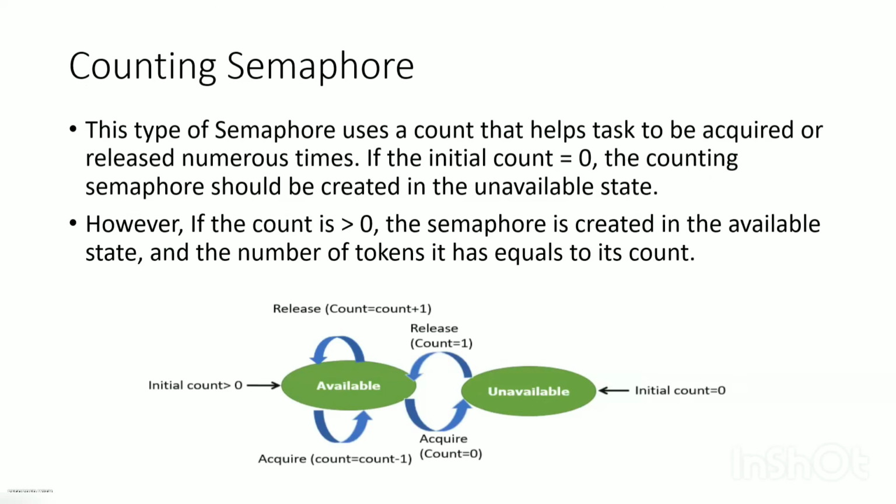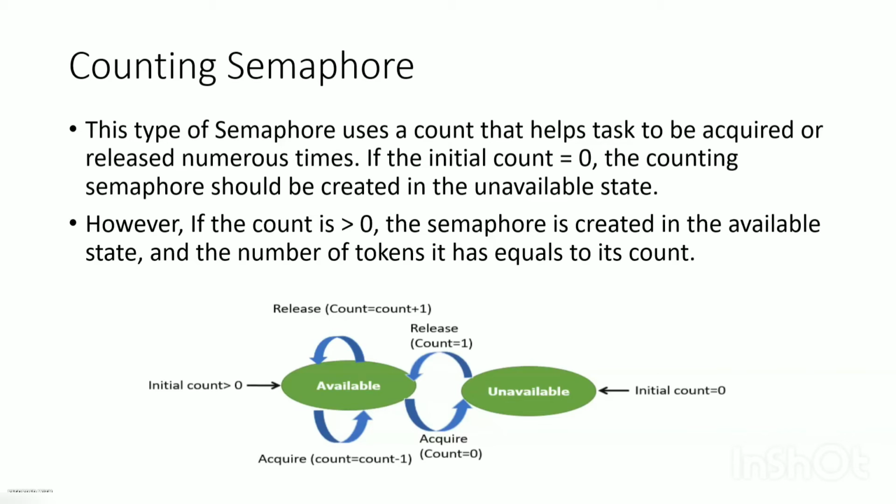Next one, which is the counting semaphore. In order to understand this counting semaphore, again we can take a small example of a room with multiple keys. Consider that there is a room with multiple keys. It means more than one person, or more than one process, can access this semaphore. So we'll go back to our example. There is a room with multiple keys.